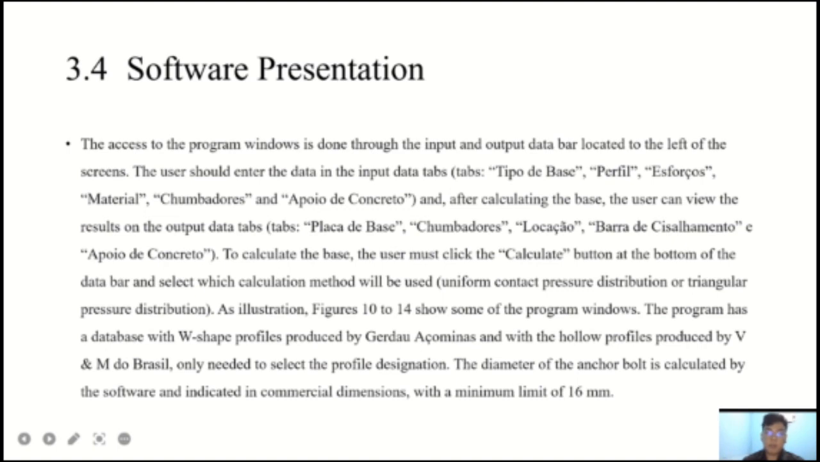The program has a database with W-shaped profiles produced by Gerdau Açominas, and with the hollow profiles produced by B&M do Brasil. It is only needed to select the profile destination.